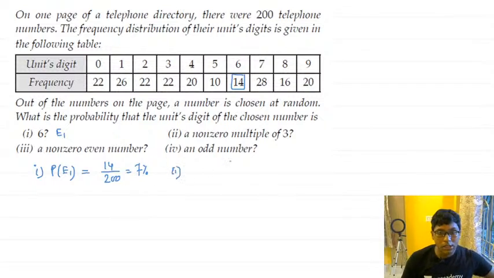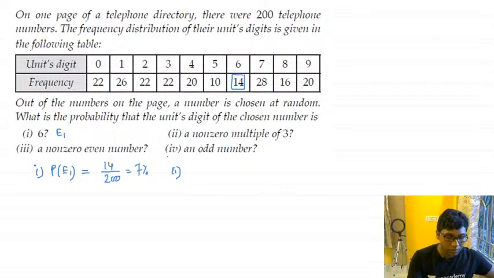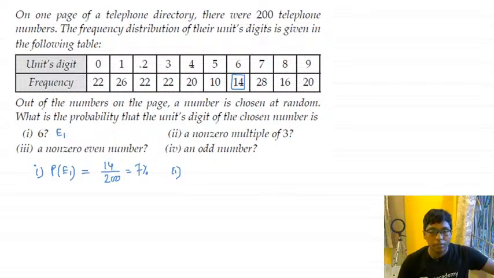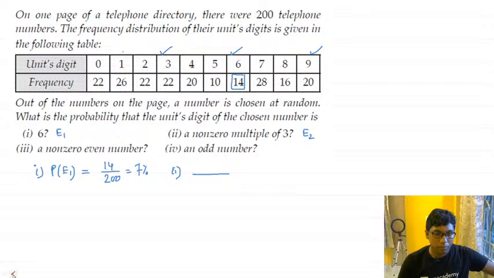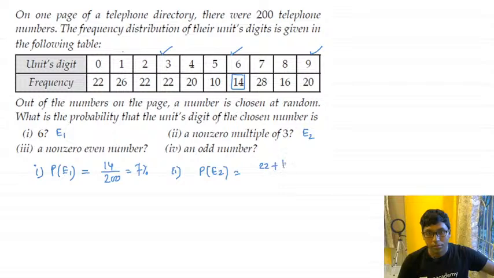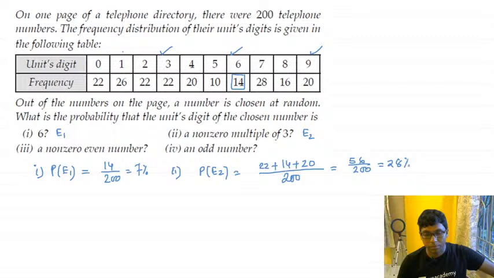Second one is a non-zero multiple of 3. A non-zero multiple of 3, right? So what will be a non-zero multiple of 3? A non-zero multiple of 3 will be 3, 6 and 9, right? So if I consider that as event 2, then the probability of event 2 will be 22 plus 14 plus 20 divided by 200, right? So 42, 56 by 200, that is 28%.